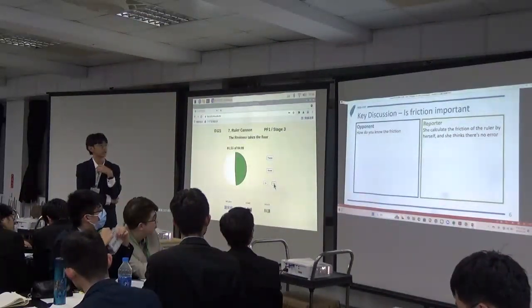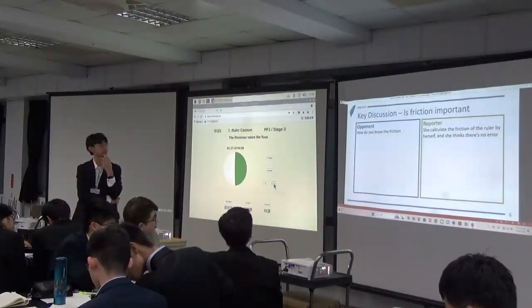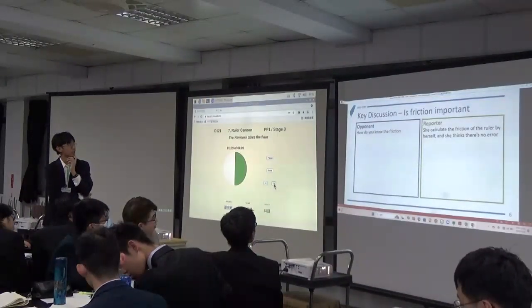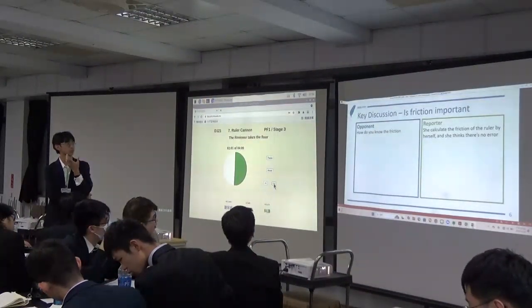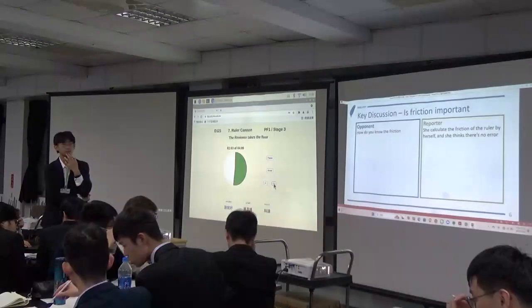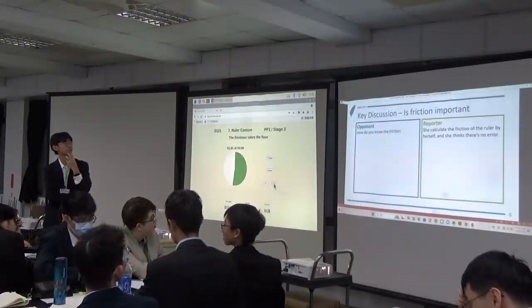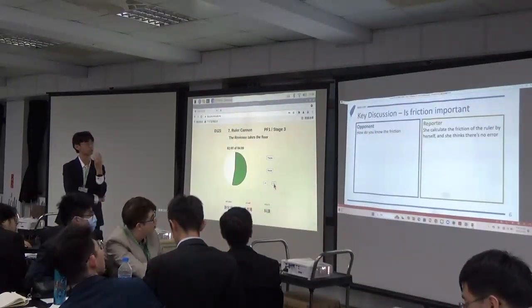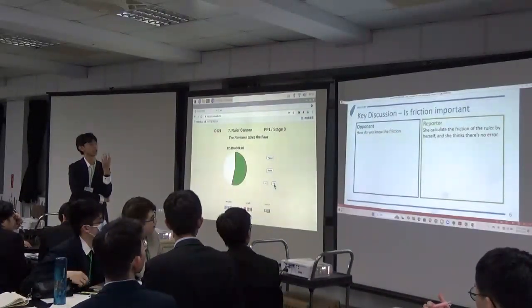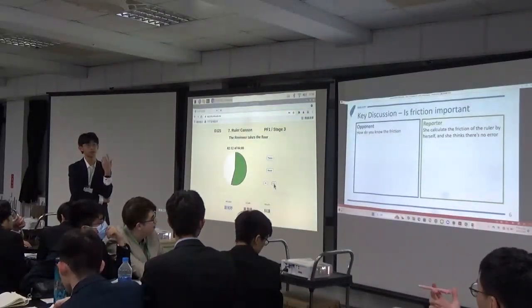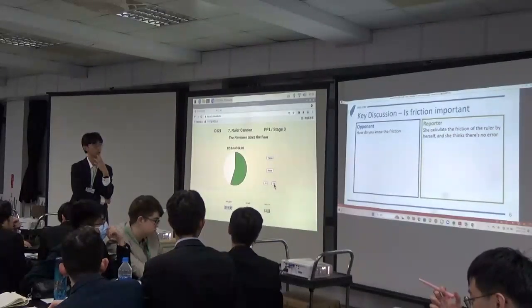The next question is: is friction important? The opponent asked how do you know the friction of the ruler? The reporter says that she calculated the friction of the ruler by herself, and she thinks she did it a lot of times, and there is no error.